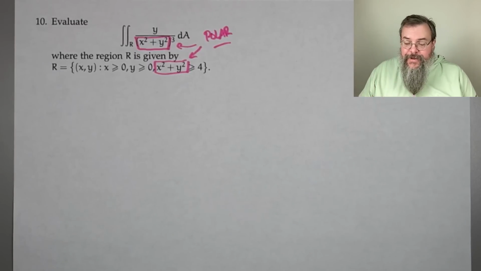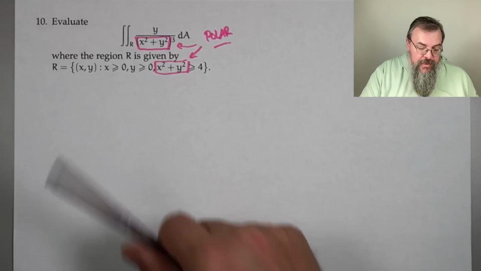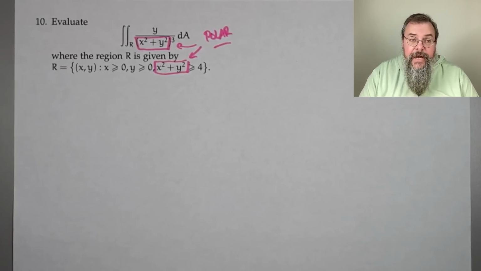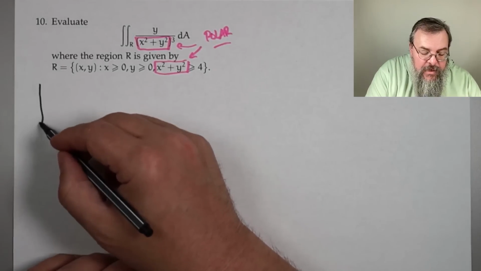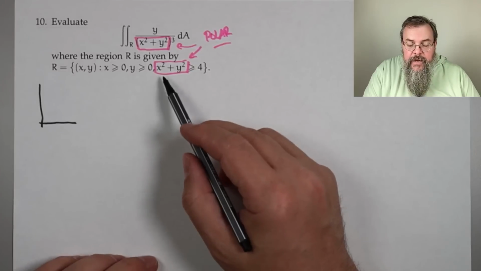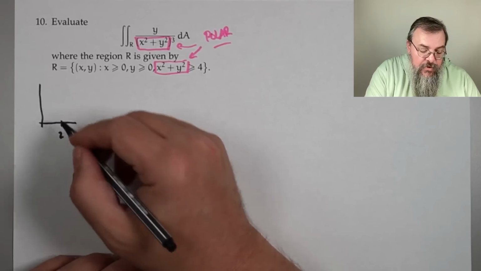Let's actually sketch our region. Well, we're in the first quadrant, and then we have this boundary x squared plus y squared greater than or equal to 4. What does that mean? Well, if you think of x squared plus y squared equals 4, that's a circle of radius 2.